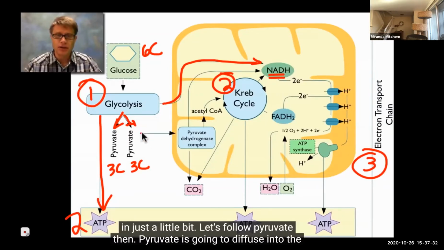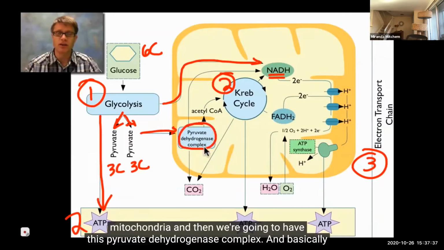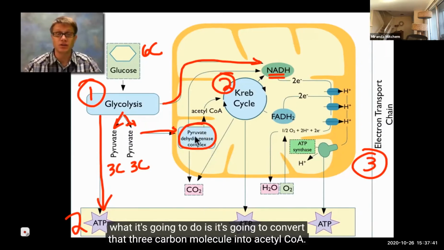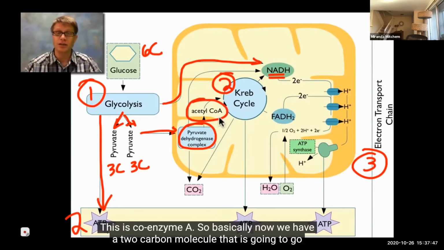Let's follow pyruvate then. Pyruvate is going to diffuse into the mitochondria, and then we're going to have this pyruvate dehydrogenase complex. And basically what it's going to do is it's going to convert that 3-carbon molecule into acetyl-CoA. This is coenzyme A. So basically now we have a 2-carbon molecule that is going to go into the Krebs cycle.